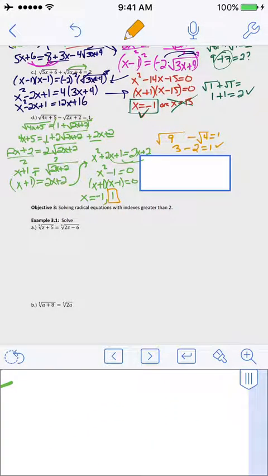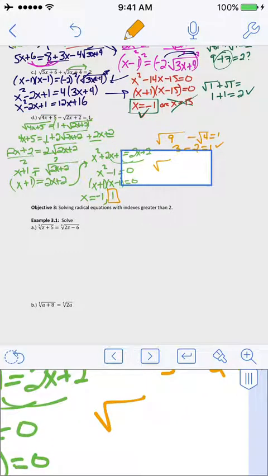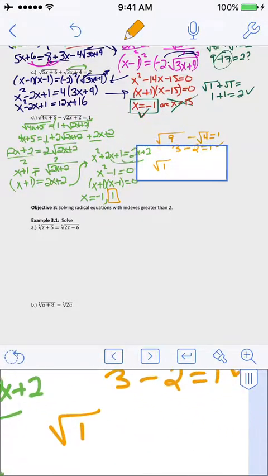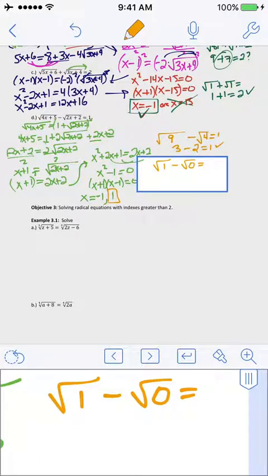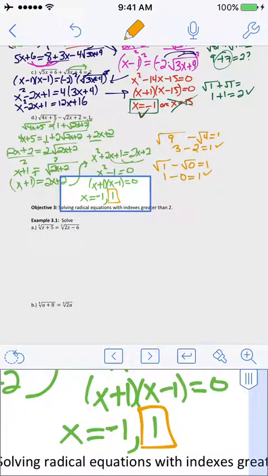Let's try a negative 1. Square root. Oops. 4 times negative 1 is negative 4. Plus 5 is negative, so negative 4 plus 5 is 1. Minus negative 2 plus 2 is 0. That should equal 1. That's 1 minus 0. That does equal 1. Check. They both work. Fabulous. They both work.